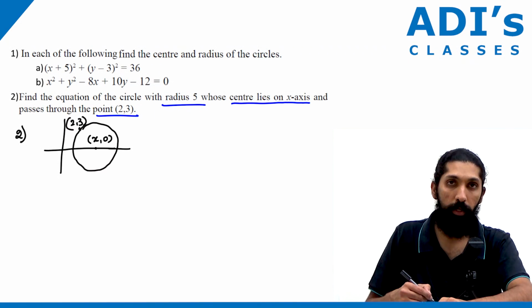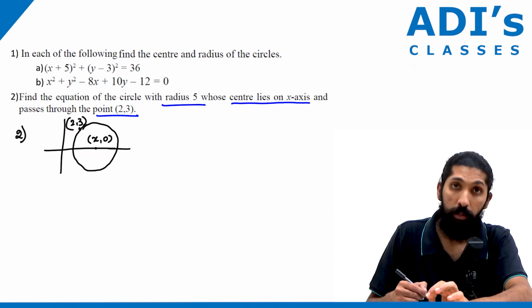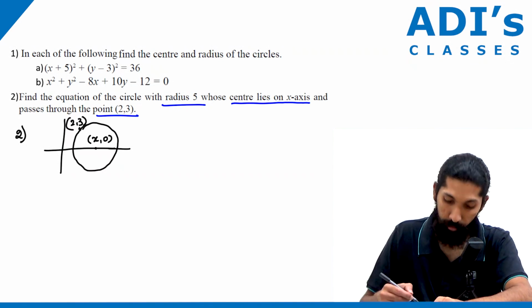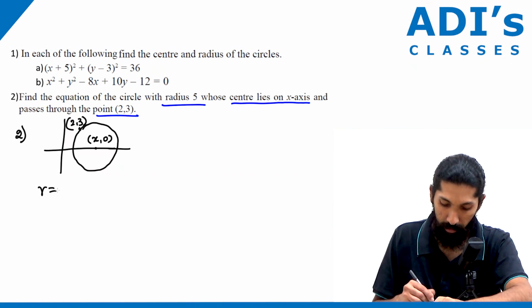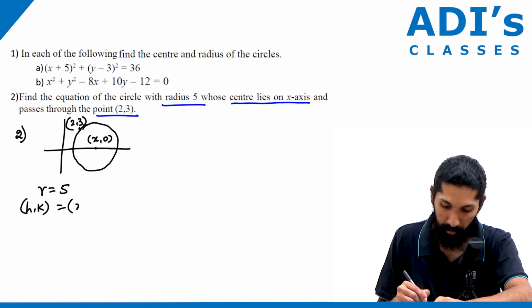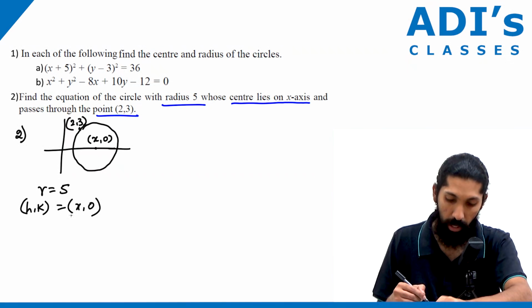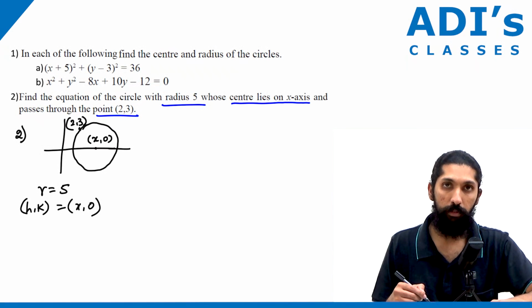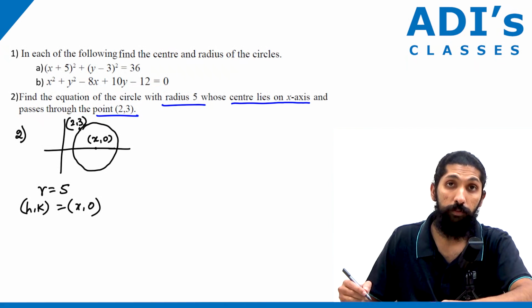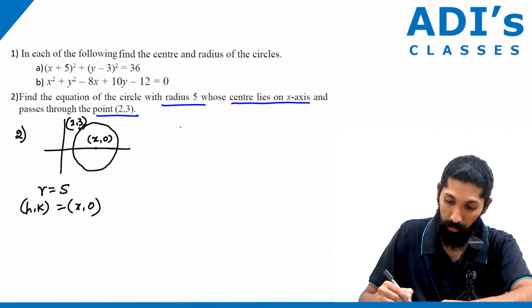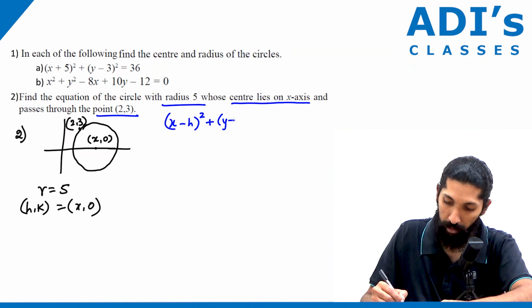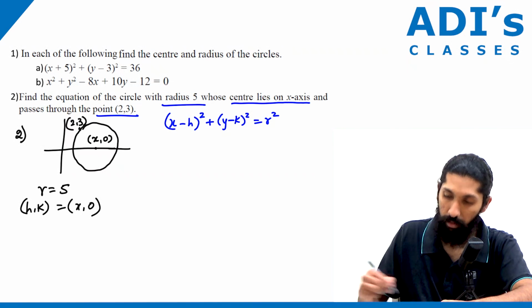Now what we are looking at is the equation of the circle. So what do we have? Radius is 5. h comma k is nothing but x comma 0, some value x comma 0, and it passes through the point 2 comma 3. What is the general equation of a circle? The general equation of a circle is (x minus h) whole square plus (y minus k) whole square is equal to r square.